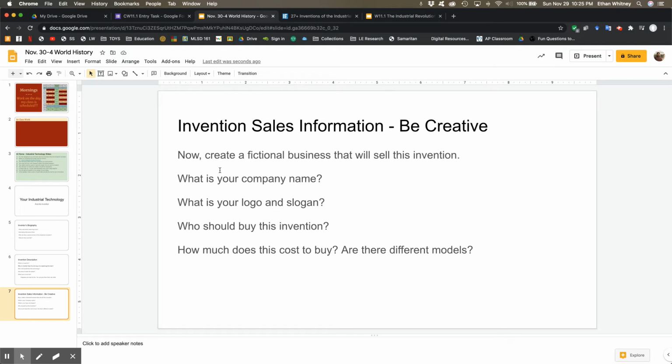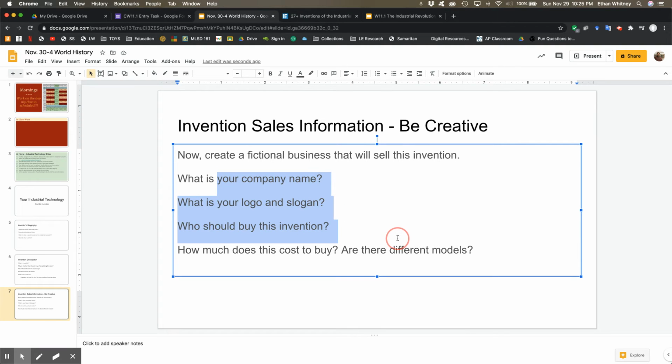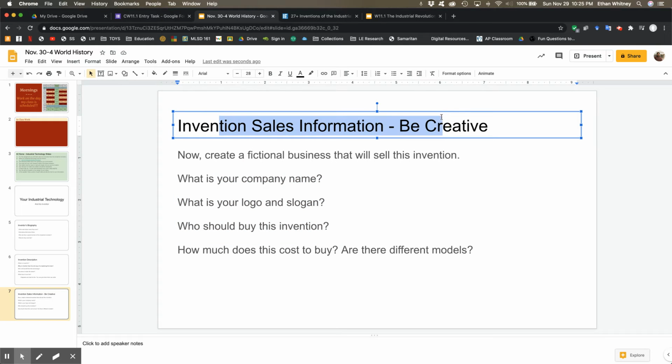Then lastly, this is where you have a chance to be creative. Don't spend a ton of time on this, but it's, like I said, a chance for you to be creative. It's important that you have those opportunities. Try and invent a company, right? Come up with a fictional business that's supposed to be selling this invention. The idea of selling something, of being a part of a business, will become important later on as we get through the Industrial Revolution, when we start talking about economic systems. So that's one of the reasons why we're doing that.